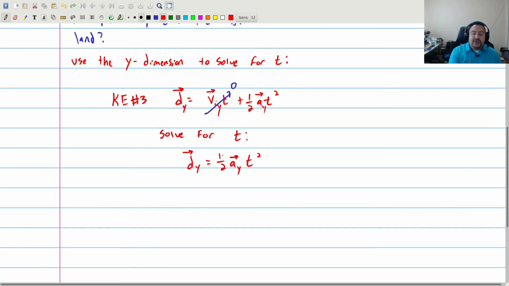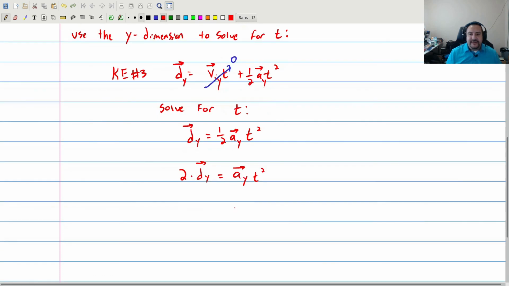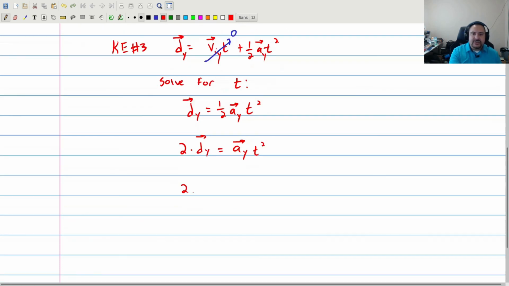Solving this for time, we've done this before. I'm going to multiply by 2: 2 dy equals ay t squared. I'm going to divide by ay: 2 dy over ay is equal to t squared. So I'm going to take a square root to get rid of the squared. And there we have our formula for time.